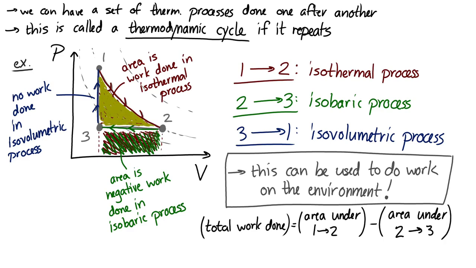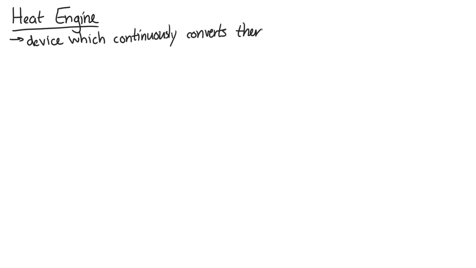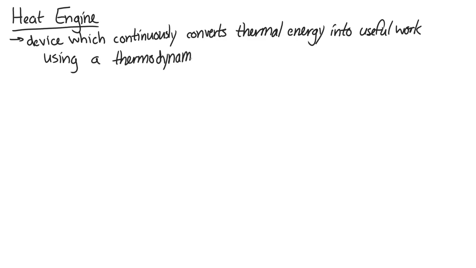The total work that's done in that cycle is the area inside the cycle on the PV graph. And this leads us to the concept of a heat engine. A heat engine is a device which continuously converts thermal energy into useful work using a thermodynamic cycle. And I'm going to draw a couple examples of these thermodynamic cycles.